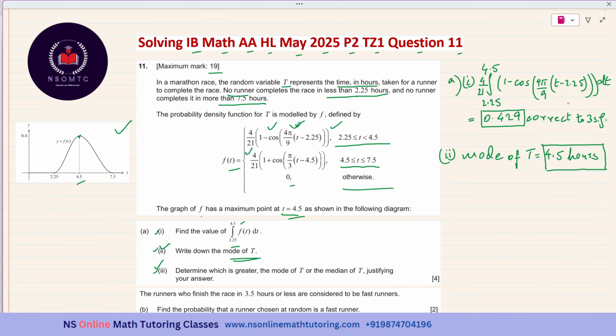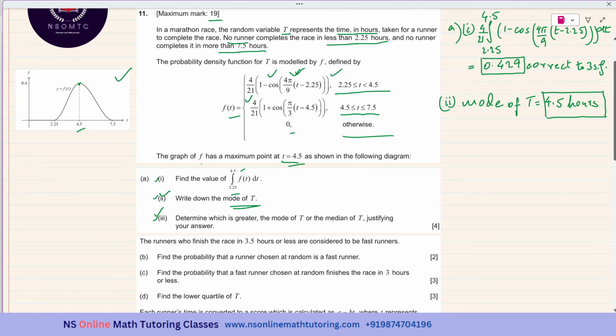Subpart II: determine which is greater, the mode of t or the median of t, justifying your answer. This is carrying 4 marks in total: 1 mark, 1 mark, and 2 marks, because 1 mark is for which one is greater, the mode or the median, and the second mark is for the justification.